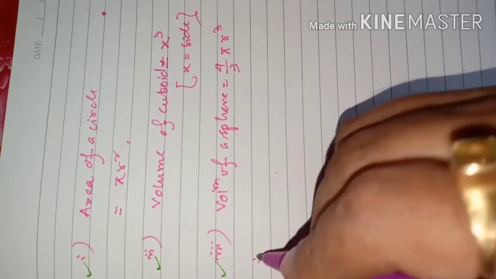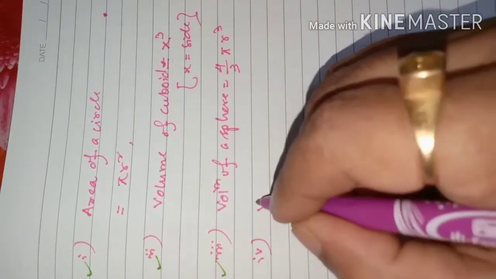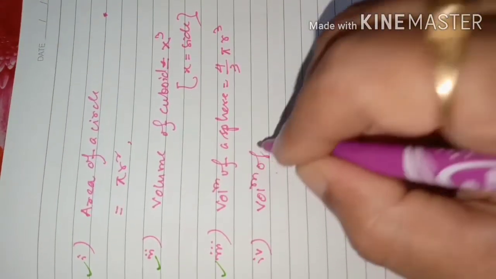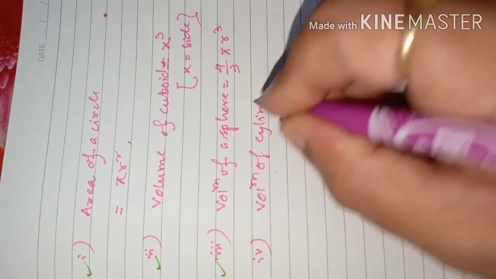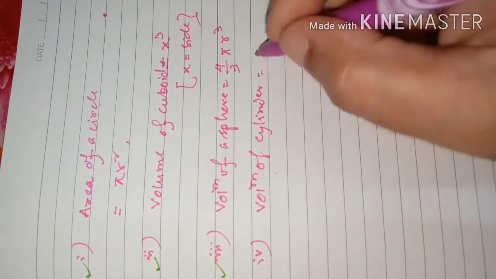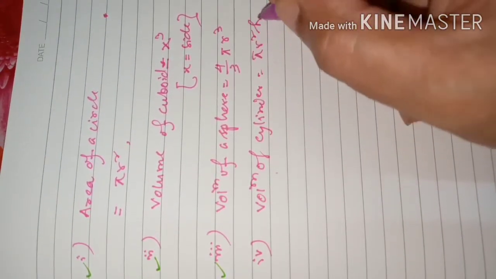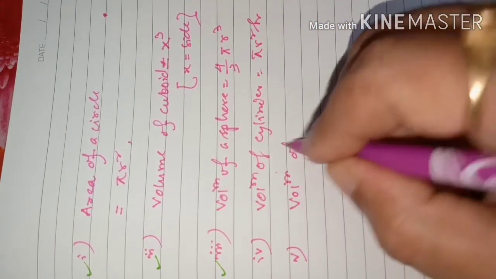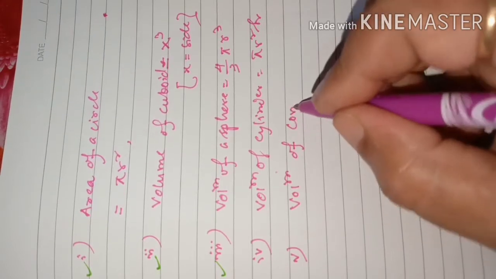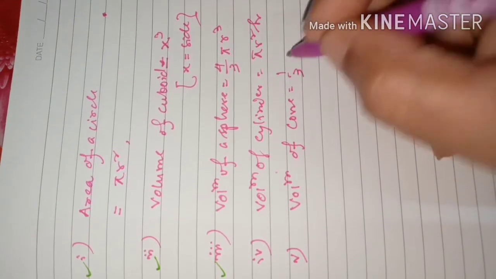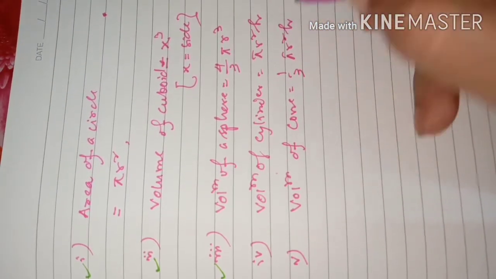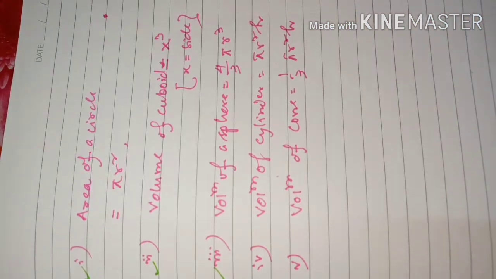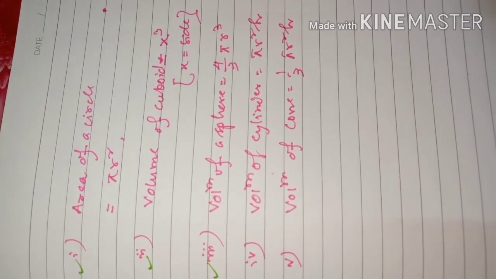Volume of cone, what you got in class 10, no? Volume of cylinder is equal to pi r square h. Then volume of cone is equal to 1/3 pi r square h. All this formula will be used. Okay, yes students, let's go to the exercise now.